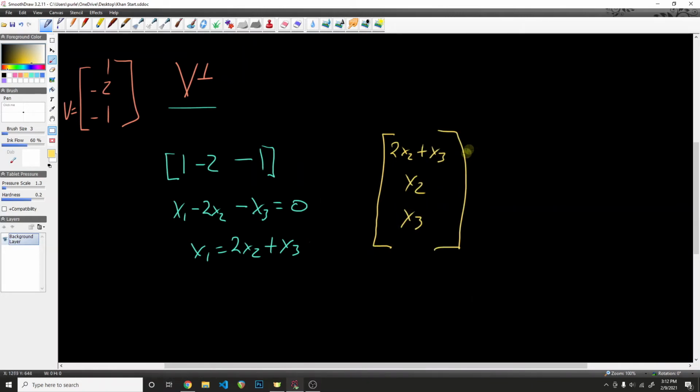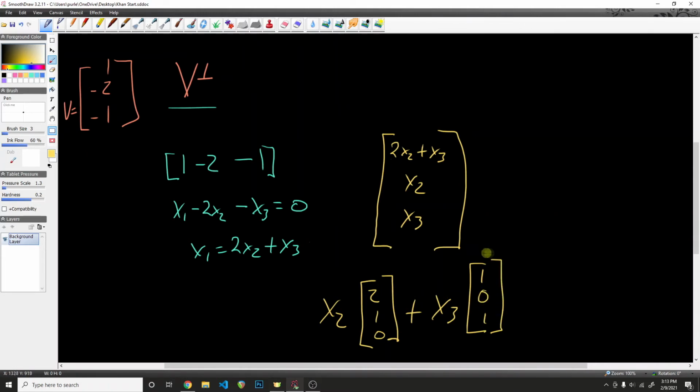And now we just need to pull out each individual variable that we have here. So we'll have x2. You can see in the first row we have a 2. In the second row, we have 1 x2, and then in the third row, there's no occurrence of x2, so that'll be a 0. And then that's going to be plus x3. And then in the first row, we have 1 x3. Second row, we have 0 x3. And then the third row, we have 1. And we're all done.